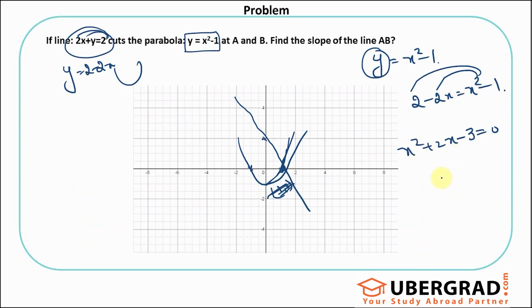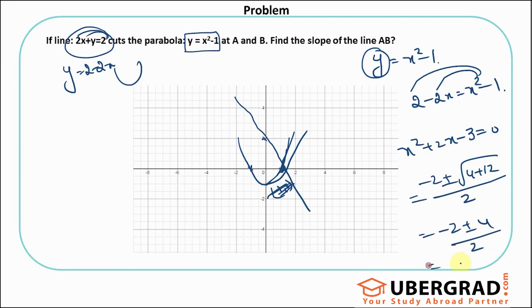The roots would be minus 2 plus or minus square root of b square minus 4ac, by 2. These are the roots: minus 2 plus or minus 4, by 2. So plus 1 is one of the roots, or minus 3 is another root. That means it will cut this line at this point when x is 1. So when x is 1, what is y? Replace here: 2 minus 2 into 1 is 2 minus 2, which is 0.